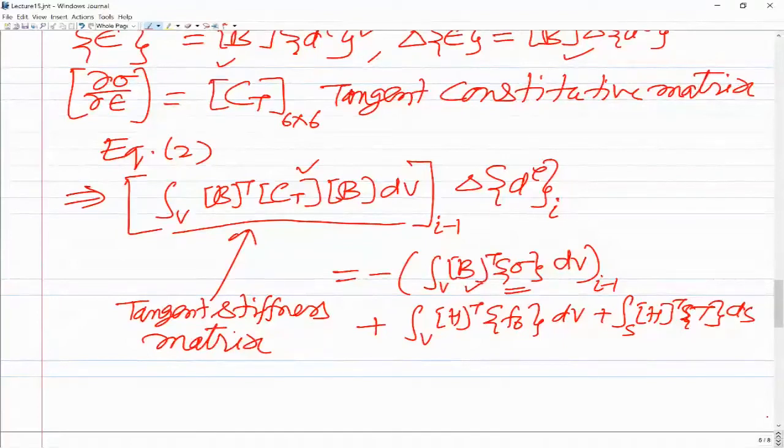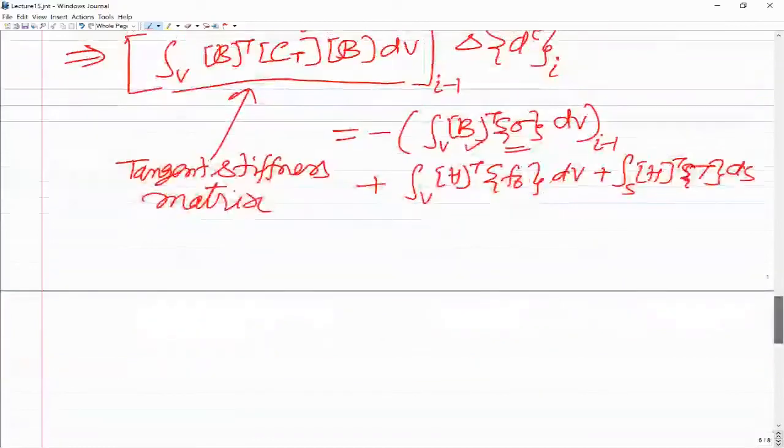For each element you have to do this, then assemble it, impose the boundary conditions, and then solve this for the incremental displacement. Once you get the incremental displacement, calculate the incremental strain, and then go for the next iteration. So that is how you will be solving. The detailed total set of steps I will be talking about later.